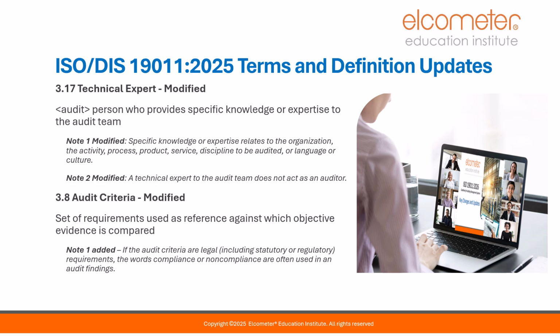And lastly, 3.8, audit criteria. That has been modified to define a set of requirements used as a reference against which the objective evidence is compared. Note 1 has been added to audit criteria if the audit criteria is legal, including statutory or regulatory requirements. The words compliance or non-compliance are often used in relation to audit findings.